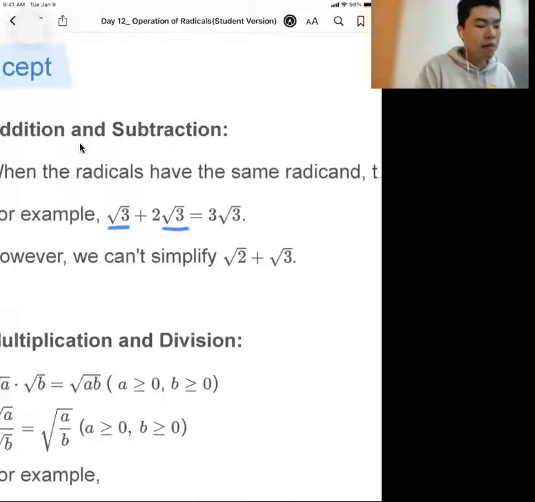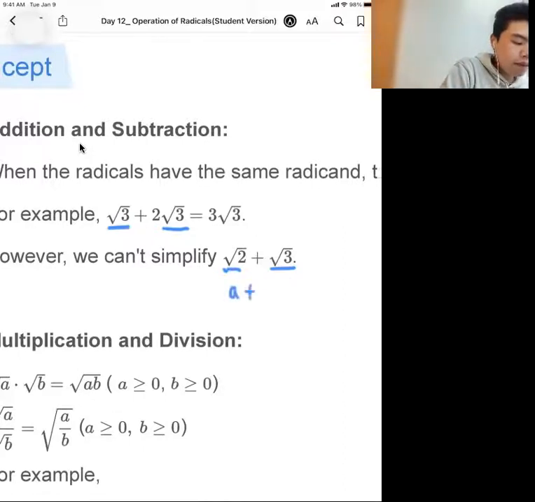And if we have different radicals, like here, we just talked about yesterday that square root of 2 and square root of 3 are not rational numbers. So we cannot just add them together and get a result, because we know the result will be another irrational number. So if we have root 2 plus root 3, we can just leave that as it is. It's like if you have a plus b, then it's sufficient to just write it as a plus b.